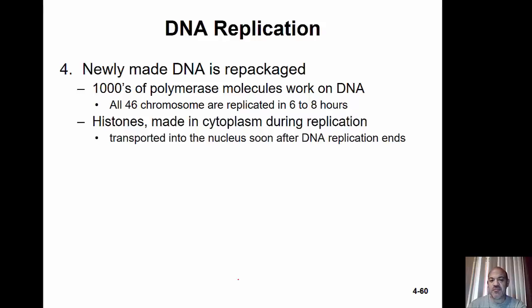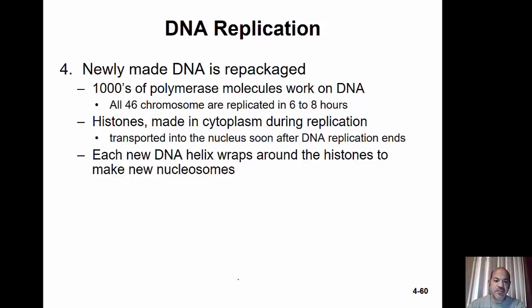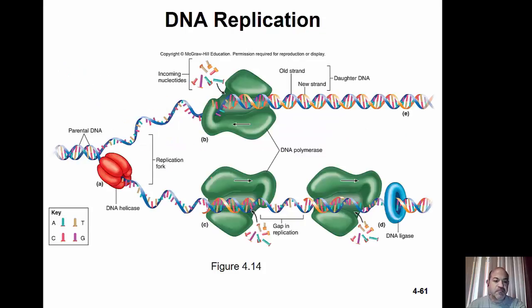During this replication process, histones are being made in the cytoplasm, and then they'll be transported into the nucleus soon after the replication ends. So then each of the new DNA molecules will now rewrap around the histones, forming those nucleosomes that we studied when we were looking at the structure of DNA and how it wraps up into chromosomes.